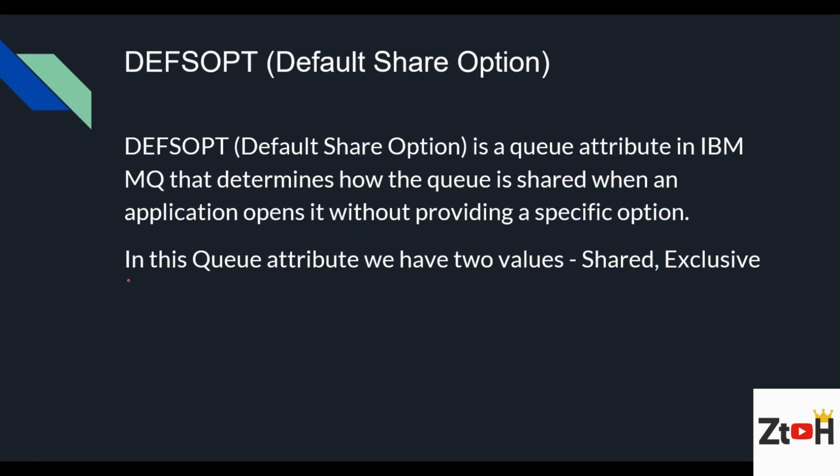Now let's see what is default share option. DEFSOPT, which means default share option. Default share option is a queue attribute in IBM MQ that determines how the queue is shared when an application opens it without providing a specific option. In this queue attribute, we have two values. They are shared and exclusive.